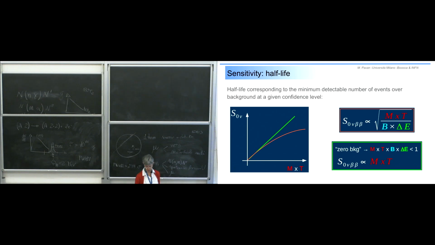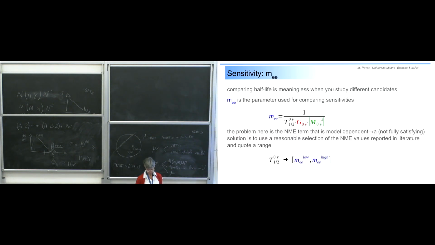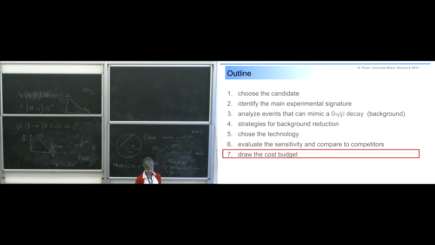And so now you have all the ingredients. You can draw the cost budget, but Giovanni, I was forbidden to. Giuseppe told me, no, do not go ahead with the cost budget. No, I don't have. Have you any idea?